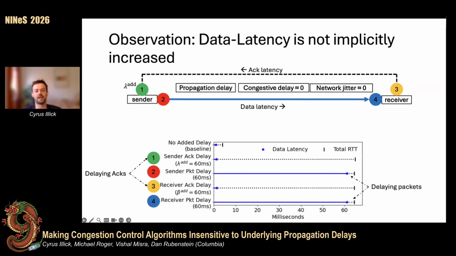In this figure, we are plotting the impact of adding 60 milliseconds of artificial delay in the 4 possible locations. And we see that as long as we are adding delay on the acknowledgement path, then the data latency is preserved, but the total minimum round trip time is increased.